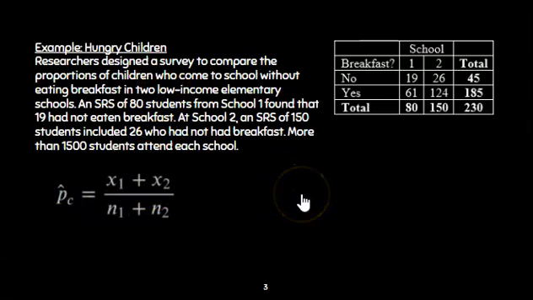Okay, example here. Researchers designed a study to compare the proportion of children who come to school without eating breakfast in 2 low-income elementary schools. A simple random sample of 80 students from school 1 found that 19 had not eaten breakfast. At school 2, a simple random sample of 150 included 26 who had not eaten breakfast. More than 1,500 students attend each school. Okay. So how would I find my pooled proportion for this?